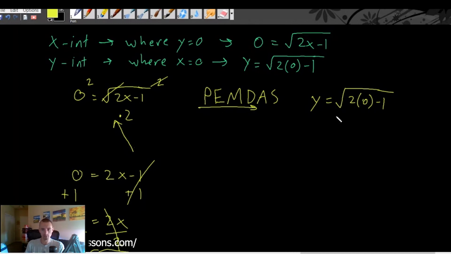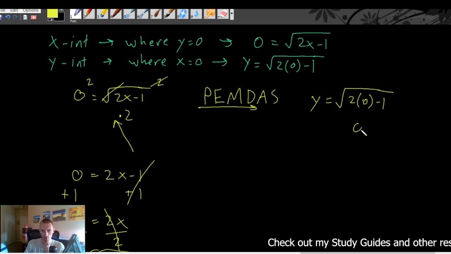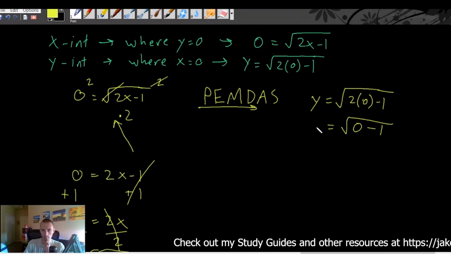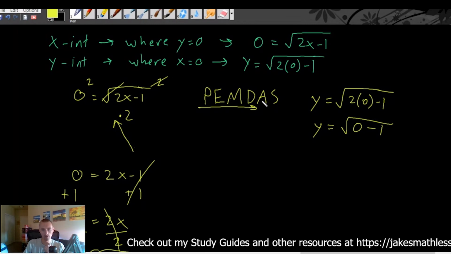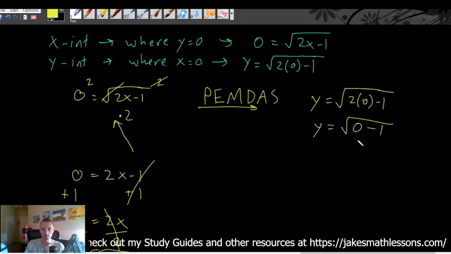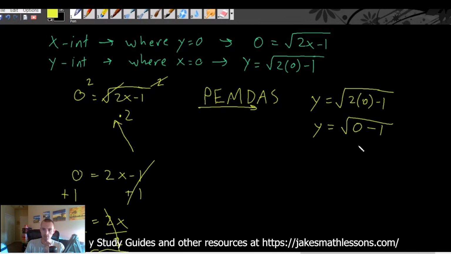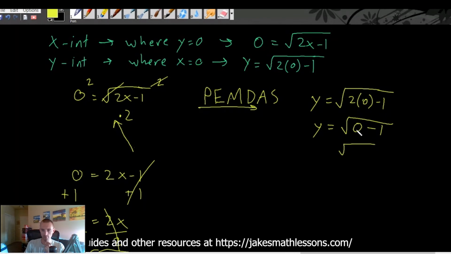First, we deal with what's inside the square root, what's inside the parentheses, basically. Inside of there, the first thing that we have to do is multiplication. So 2 times 0 is our multiplication. 2 times 0 is 0. So we're going to have 0 minus 1 within our square root. Then we would deal with addition and subtraction. In this case, we have subtraction. So we have the square root of 0 minus 1, which is negative 1.